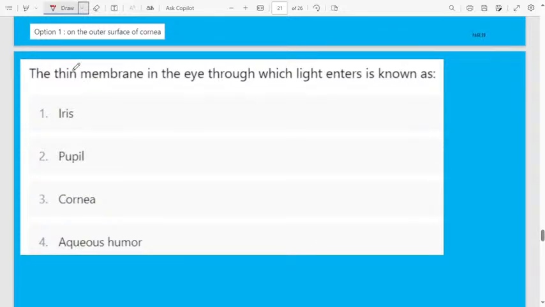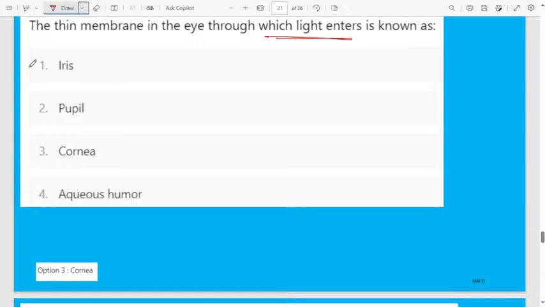The thin membrane in the eye through which light enters. First one iris, second pupil, third option cornea, fourth one aqueous humor. Cornea. Already explained, the very thin membrane in the eye through which the light will enter is the cornea.